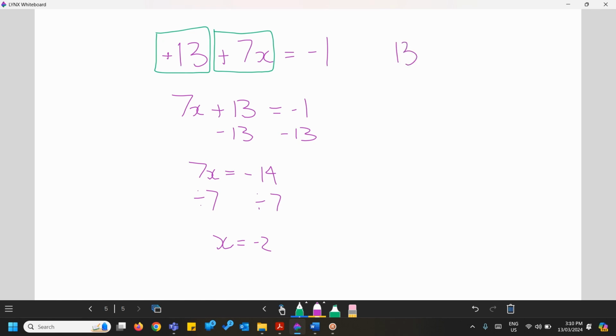If I started with the same question again, there's no reason why I can't just leave it the way it is. And if I remember my inverse operations order, I have to get rid of that positive 13 before I get rid of that timesing by 7. So I could just go minus 13 from both sides, and that ends up 7x equals minus 14, which is exactly the same spot as we're already at. Okay?